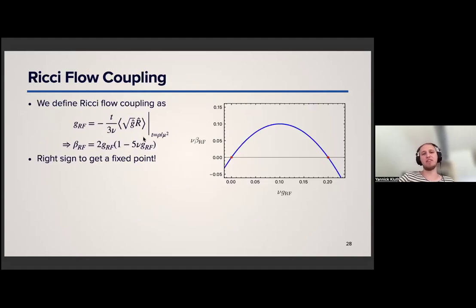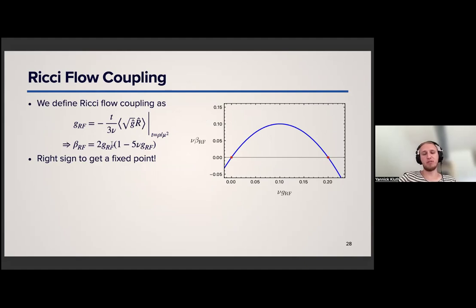And the Ricci-flow coupling, the way that we define it here, is simply this. It's proportional to the expectation value. And we choose t to be equal to rho over mu squared. So we identify the flow time t in terms of the standard mu running, or the mu parameter. And then we see that our beta function is given by this form here.